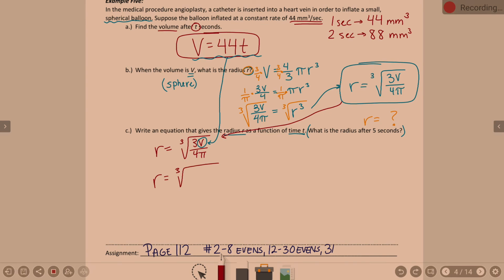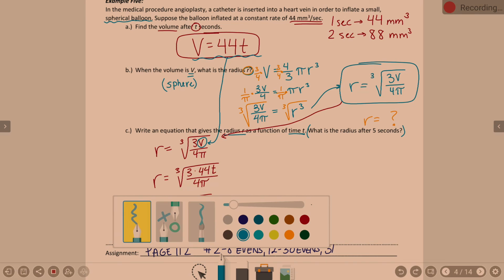So I can rewrite r is the cube root. Instead of 3v, I'm going to say 3 times 44t over 4 pi. Wait, 44? 4 pi. My apologies. I wrote 4 pi, I just said the wrong thing. Now, you can multiply and then simplify. Or me personally, I'm going to simplify right now, and then I don't even have to pick up my calculator.